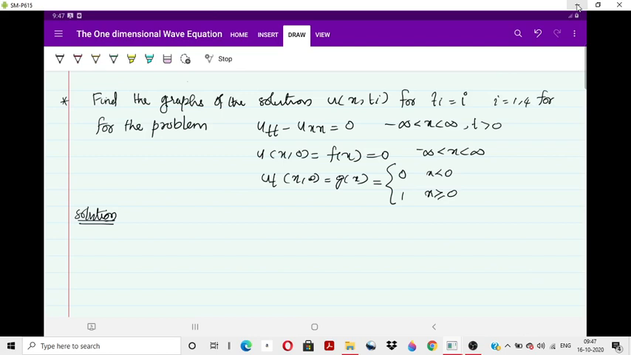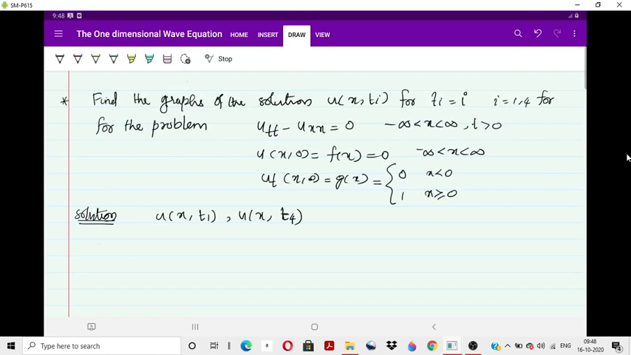We have to plot the solution u(x, t_i) for t1 and t4. So we need to find the values for t equal to t1 and t equal to t4, and plot the graph. The initial data are such that f(x) is identically 0 and g(x) has the non-zero value when x is greater than or equal to 0.